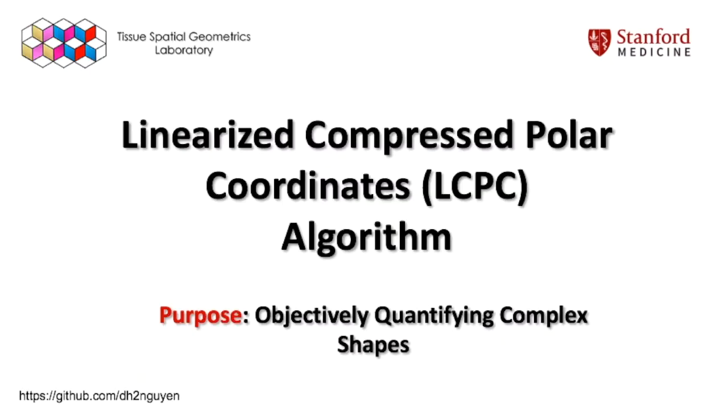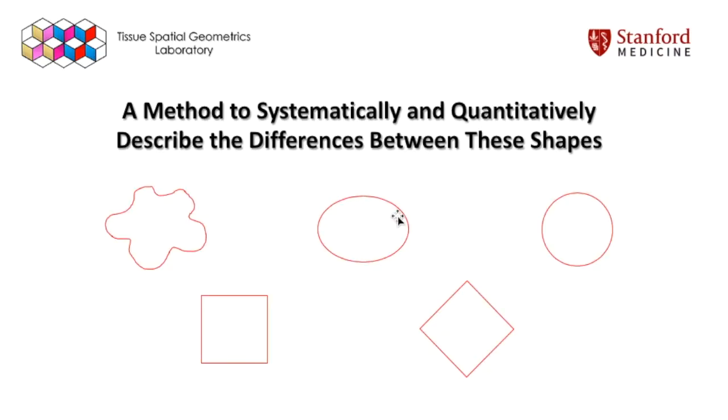The next algorithm I'm going to talk about is called the linearized compressed polar coordinates algorithm, or LCPC. The purpose of this algorithm is to objectively quantify complex shapes. In biology, we often encounter odd shapes such as this amoeba here, and rarely do we encounter nice, neat shapes such as this ellipse, or this circle, or this diamond, or this square.